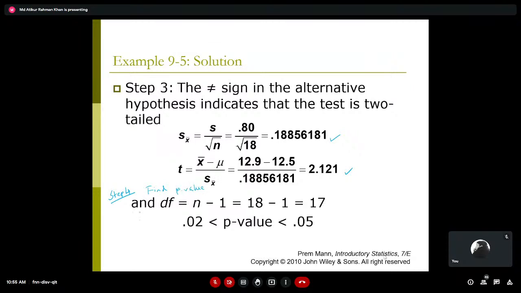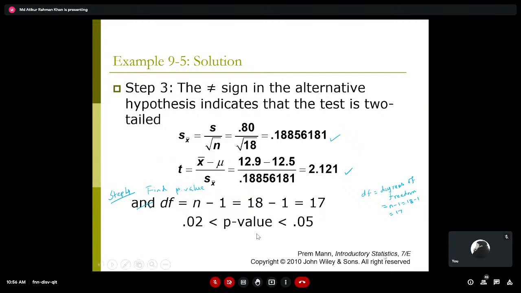In order to find the p-value, we need to find the degrees of freedom, df. Degrees of freedom is n minus 1, which means sample size minus 1. So 18 minus 1 equals 17. Now that is the value of t. We need to find the p-value. So how do we find that?